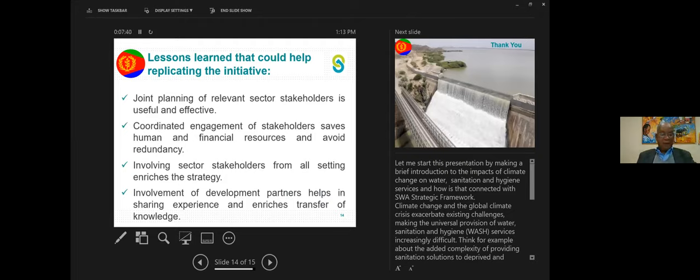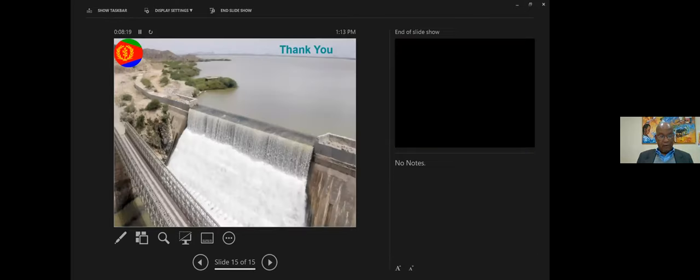From here, what we would like to explain are the lessons learned that could help replicate the initiative. One is that joint planning of relevant sector stakeholders is useful and effective. Coordinated engagement of stakeholders saves human and financial resources and avoids redundancy. Involving stakeholders from all settings enriches the strategy. Involving development partners helps in sharing experience and enriches transfer of knowledge. With that, I would like to conclude.